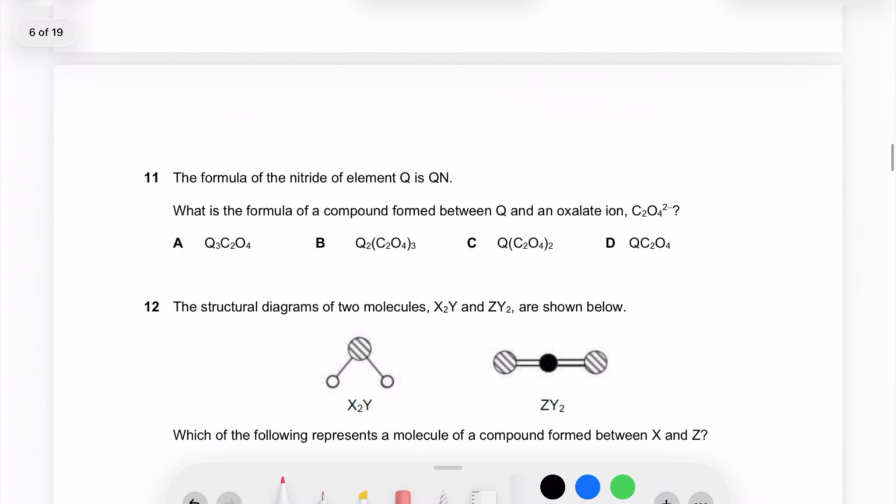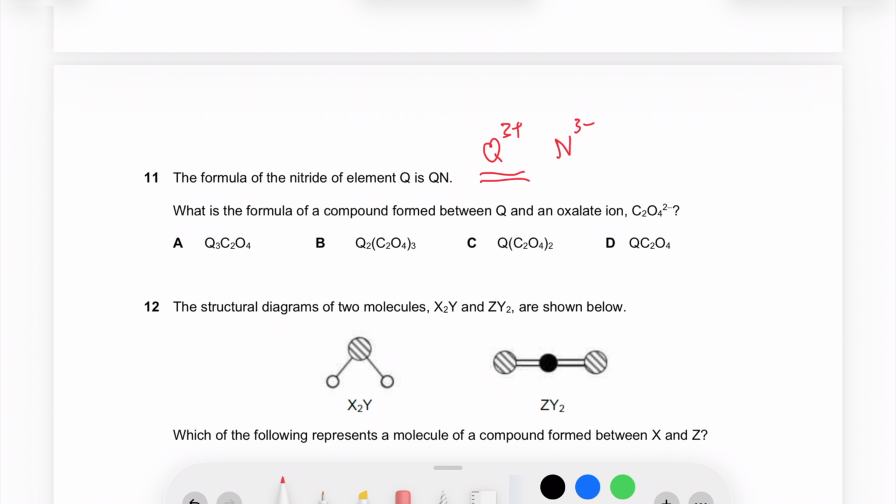Moving on. Question 11. Okay, so formula of nitride is QN. So if you reverse cross, you will know that Q is actually 3 plus, because N is group 15, so it's 3 minus. So you reverse cross, the ratio is 1:1. So Q will be 3 plus.